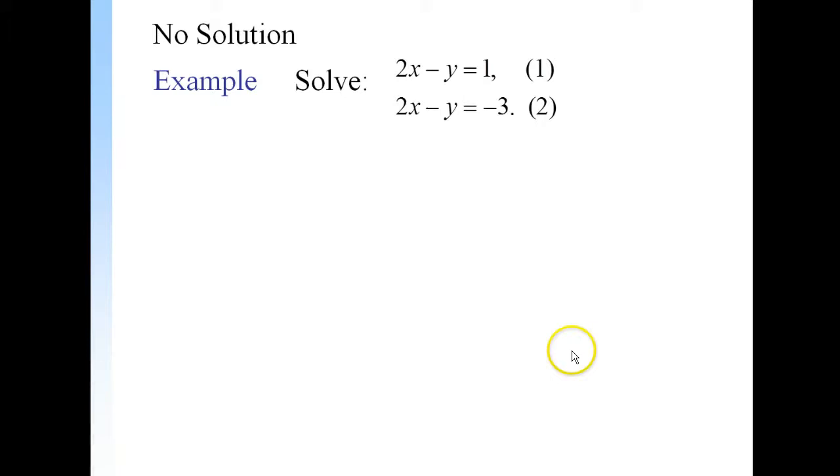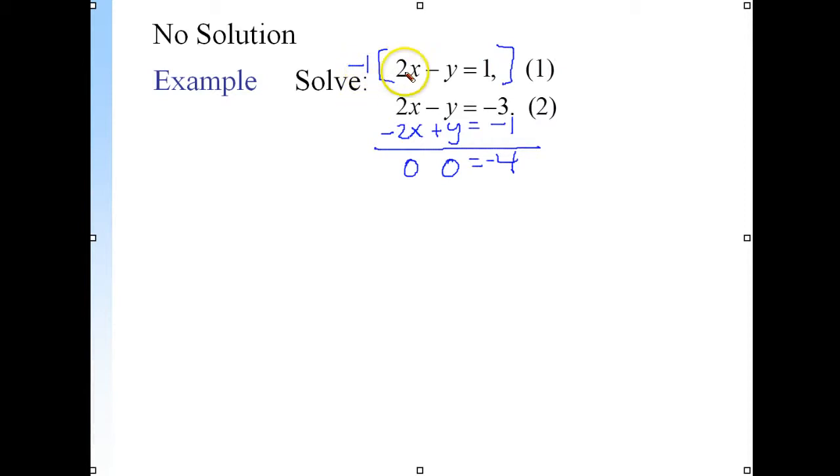Now, how about something like this? Let's just set this one up. So if I multiply the first equation by a negative 1, this then becomes a negative 2x, a positive y, and a negative 1. Here this cancels out, and I end up with a negative 4. I have 0 equals negative 4. Is that a true statement? No. So there is no solution. These lines are parallel.